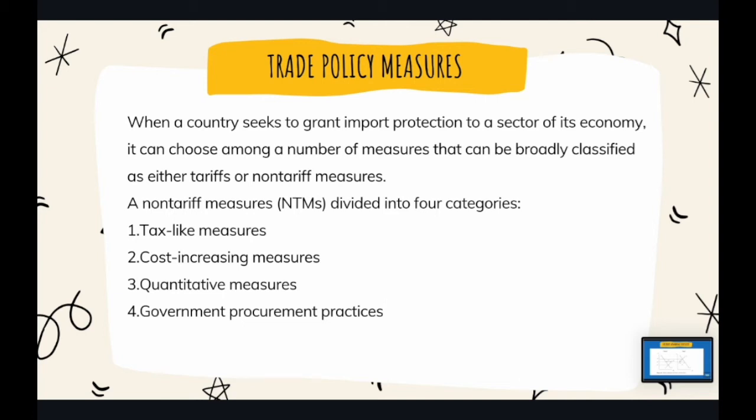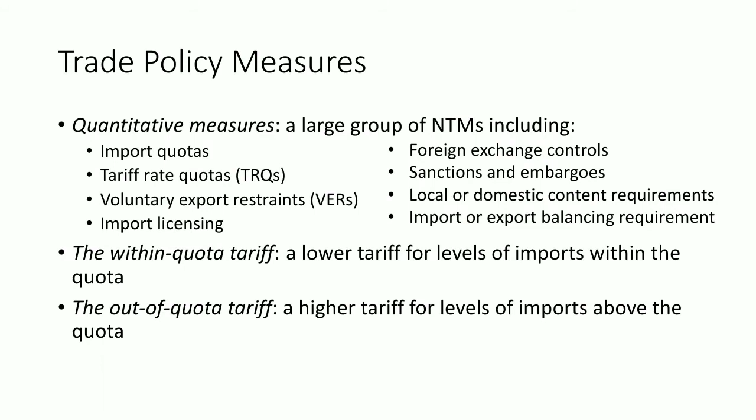Daniel and Viola. Hello everyone, my name is Daniel, and I'm going to continue the presentation. The last part was trade policy measures, so I'm going to explain the remaining part of that topic. First we have quantitative measures, which is a large group of NTMs, including import quotas, tariff rate quotas or TRQ, voluntary export restraints or VER, import licensing, foreign exchange control, sanctions and embargoes, local or domestic content requirements, and import or export balancing requirements.